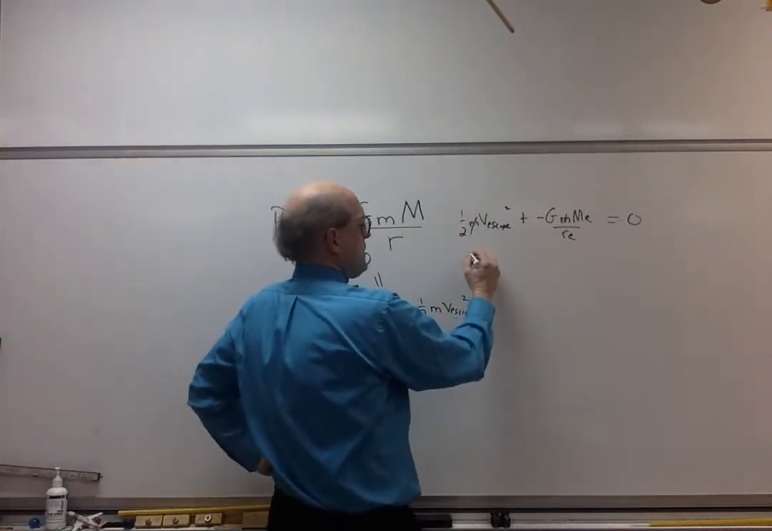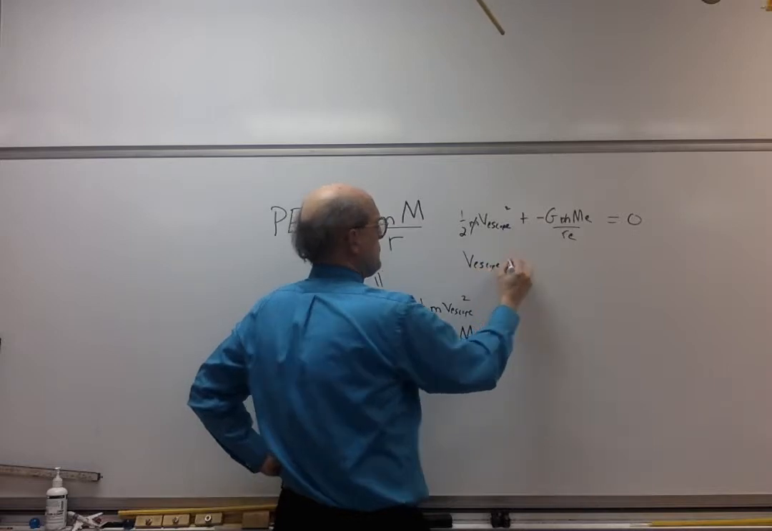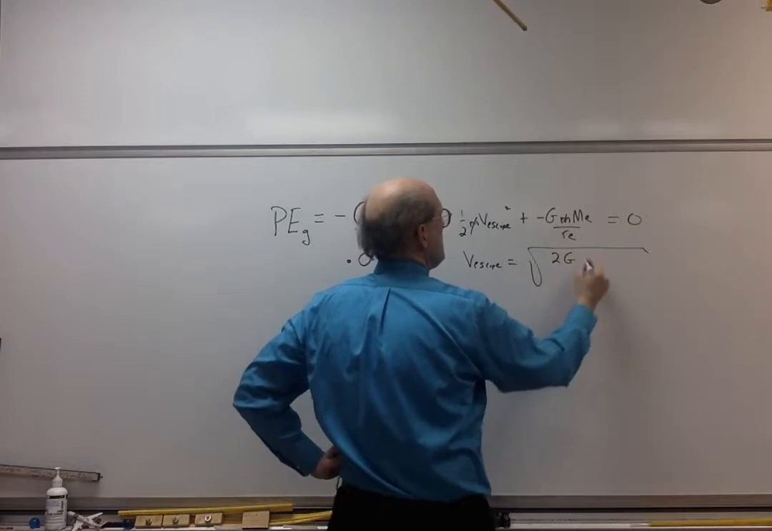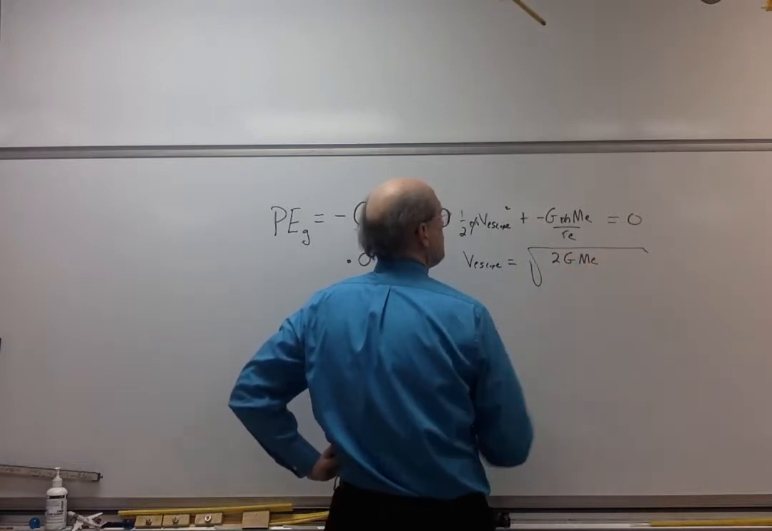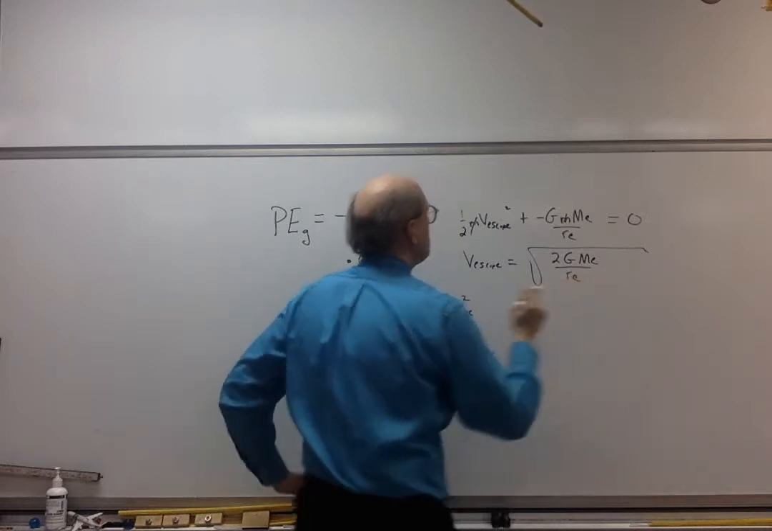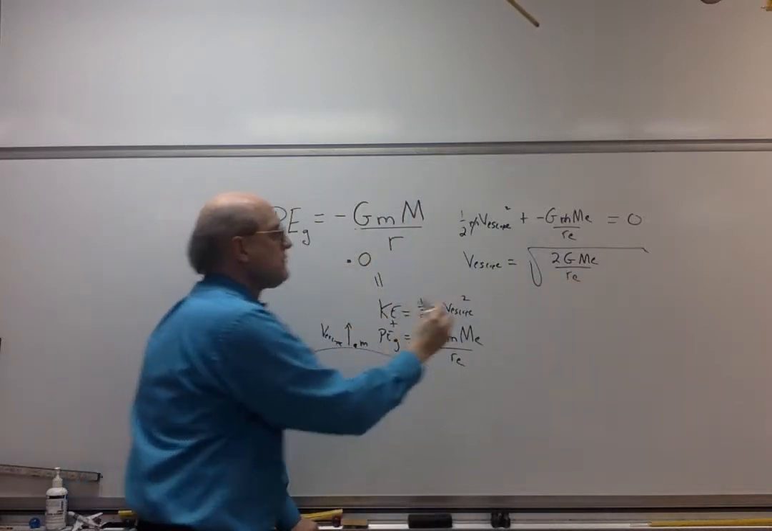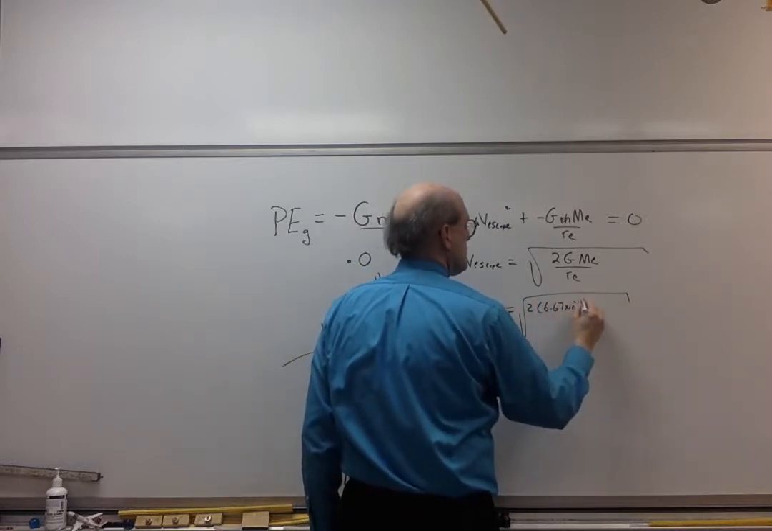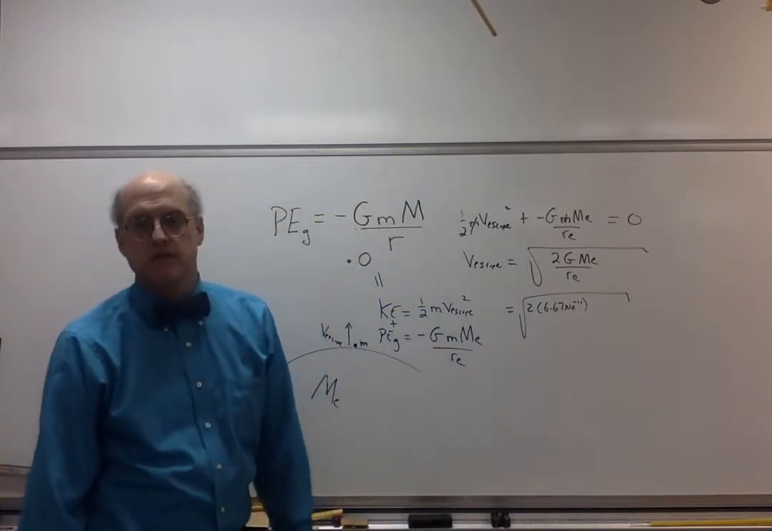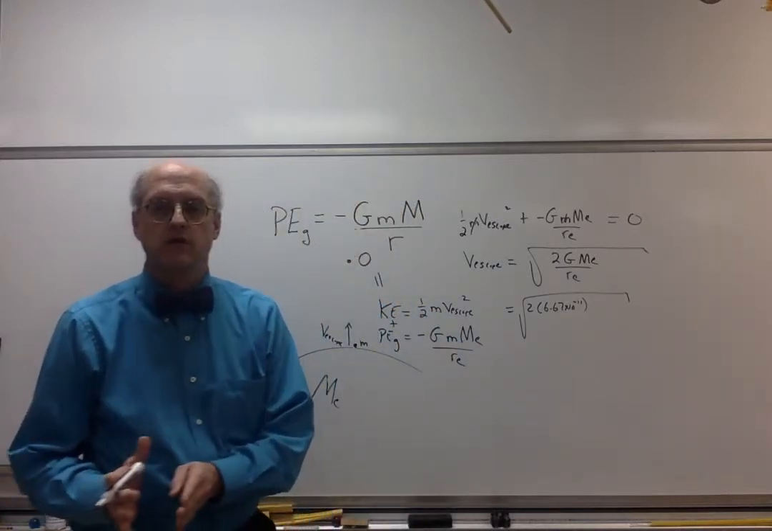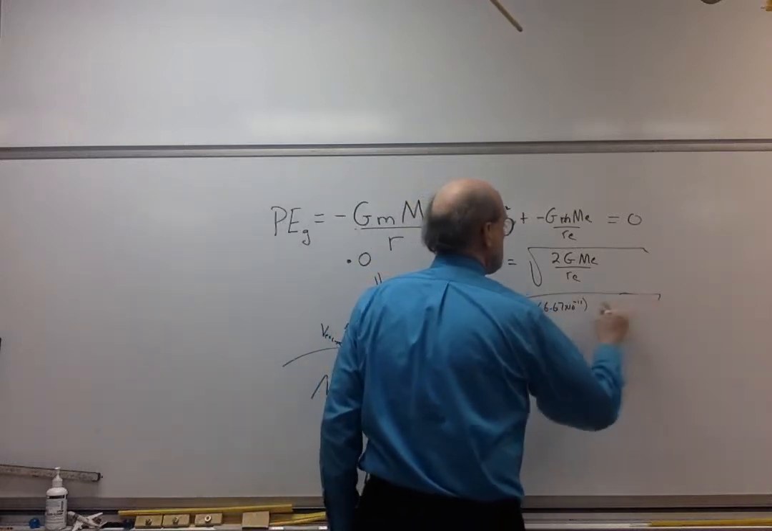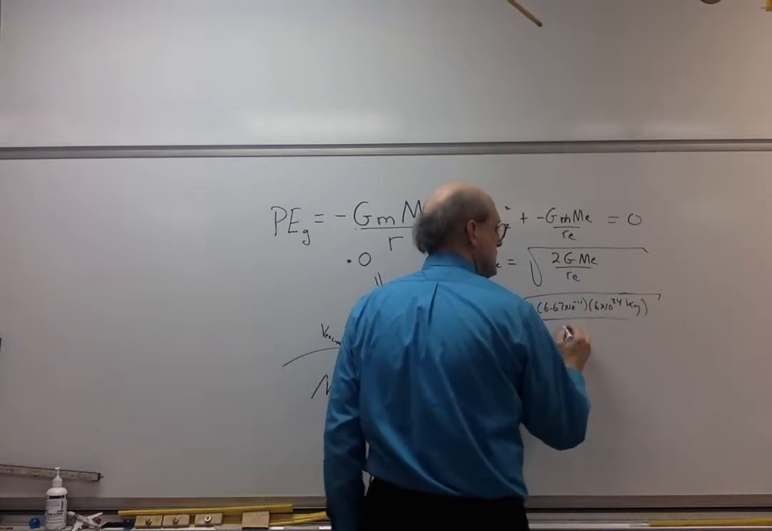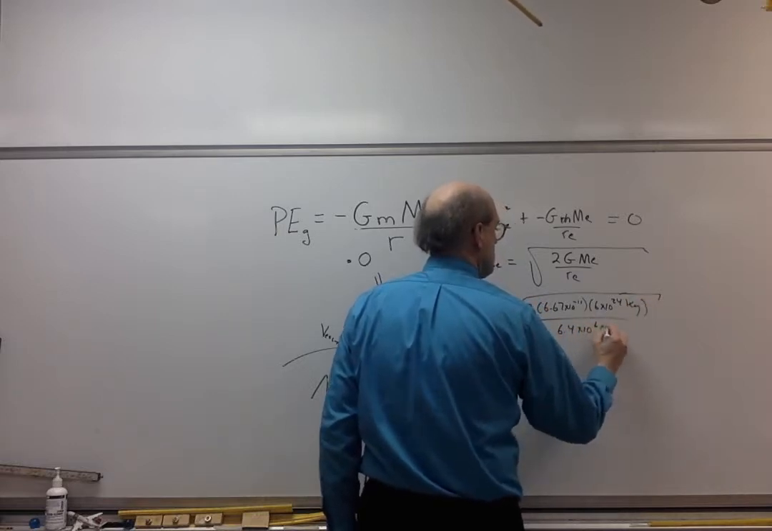So if we solve this for escape speed, we get the square root of 2 G M_e all over R_e. Putting in the numbers, we have the gravitation constant, 6.67 times 10 to the negative 11th newton meters squared per kilogram squared. The mass of the Earth, 6 times 10 to the 24th kilograms. And the radius of the Earth, 6.4 times 10 to the 6 meters.